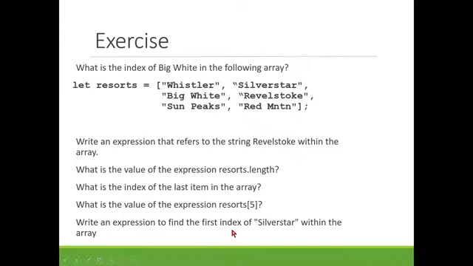Write an expression to find the first index of Silver Star within the array. I actually haven't talked about this yet, but this is another commonality between strings and arrays. There's a lot of them. A string is just basically an array of characters. And in some programming languages, a string is literally an array of characters, though JavaScript, I believe, does it a little differently. And so what was the method to search for something in a string? It was indexOf, and it's the same thing here. You could do resorts.indexOf, and then put in your search string, Silver Star.